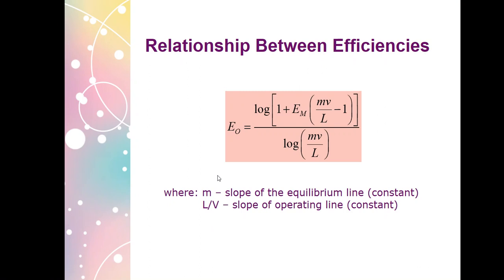As to the relationship of the different efficiencies, our overall tray efficiency can actually give us the Murphree efficiency, if we know the slope of our equilibrium line or curve, and we know the ratio of V to L, or that is the slope of the operating line, which is L over V. So m over L over V.